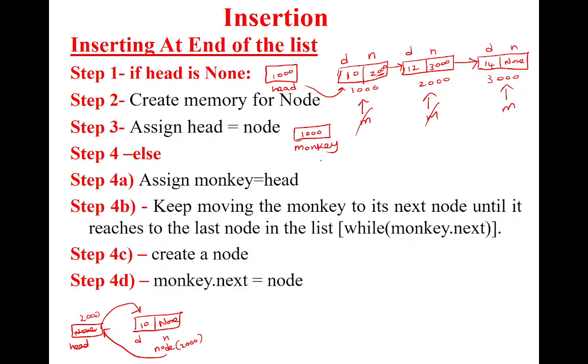Once we reach the last node, we have to create the new node. We have to create the new node like this with the given data, and this will have the none. Then let us assume the address is 4000. Now what do we have to do? Here this none should be removed. The address of this node should come here. So what will happen? This will have the link.